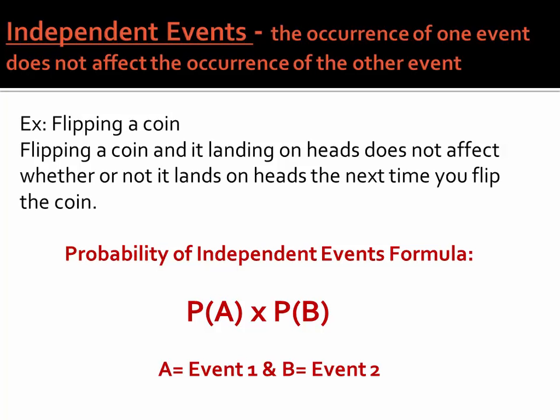Okay? So what you need to know about this is you would have to do the probability of event A happening, times the probability of event 2 happening. Okay? So event A times event 2.